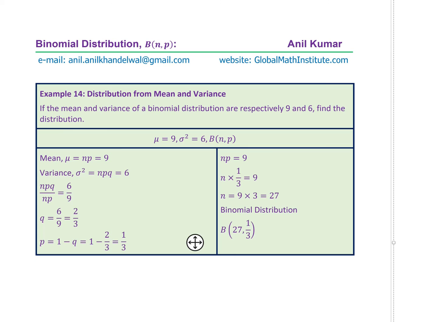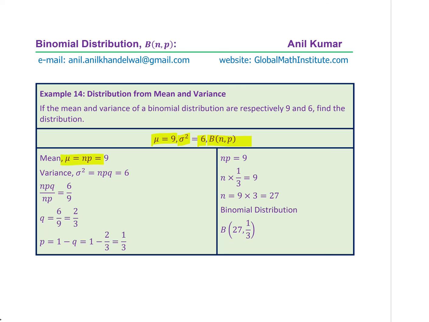Last question for us is distribution from mean and variance. So I included this in this particular case since many times you may have to work with the variance and the mean given to you. If mean and variance of a binomial distribution are respectively 9 and 6, find the distribution. That is the question, right? So in this particular case, we know the mean, which is 9, and sigma square, which is 6. We need to find what this binomial distribution is, the values of n and p, correct?